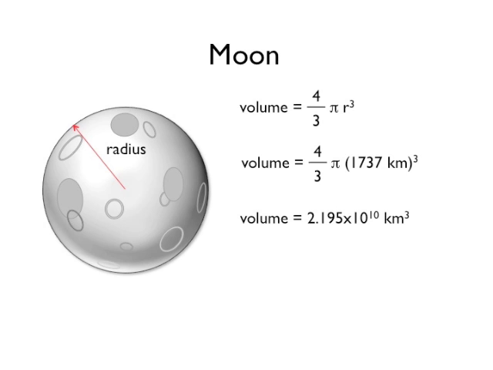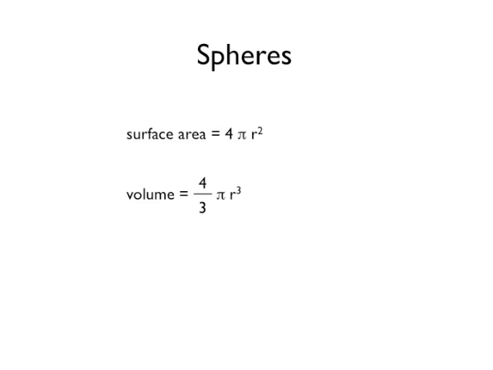This seems like a pretty big volume until you start comparing it to some of the other objects in the solar system. To summarize, the surface area of a sphere is 4 pi r squared, and the volume of a sphere is 4/3 pi r cubed.